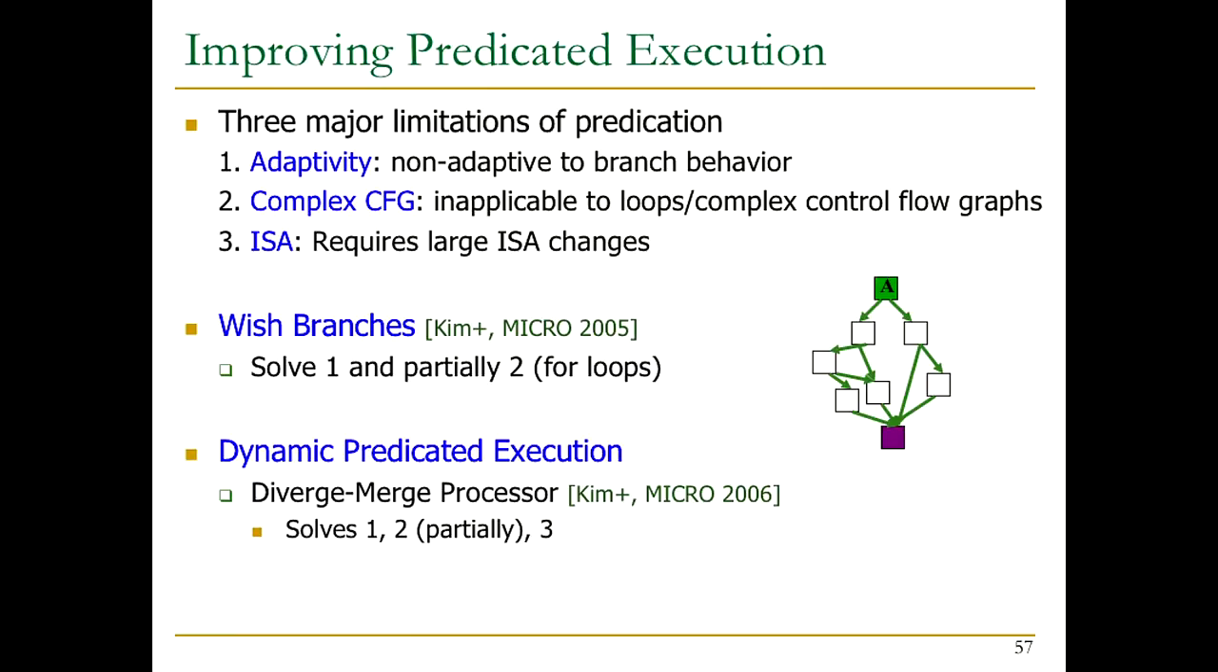This diverge-merge processor actually tries to solve all of the problems. It tries to get rid of the ISA overhead. And the idea is basically simply to push the predication support into the hardware. The idea over here, very briefly, is that the compiler marks where you can merge. So when you get to this branch, you know that the merge point is over here.